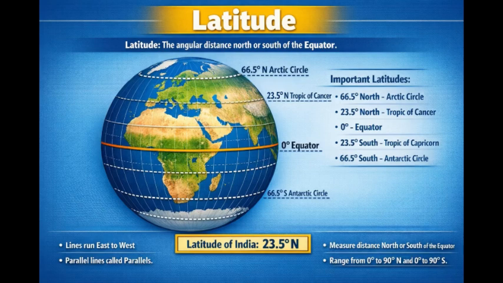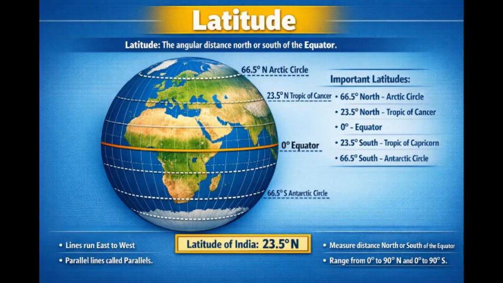So the important latitudes of Earth are: there are 5 very important latitudes that are frequently asked in exams. The first one is the equator, located at 0 degrees, the second is the Tropic of Cancer, located at 23.5 degrees north, and the third is the Tropic of Capricorn, located at 23.5 degrees south. The fourth is the Arctic Circle, located at 66.5 degrees north, and the fifth is the Antarctic Circle, located at 66.5 degrees south, and the North Pole and South Pole are at 90 degrees each.